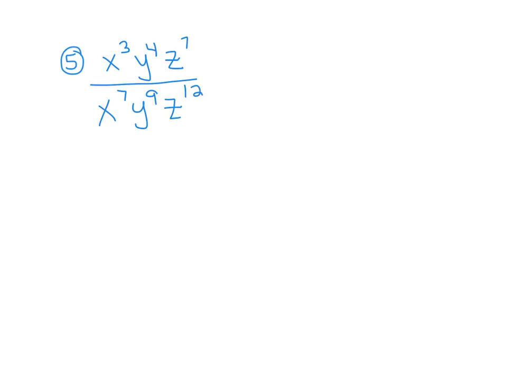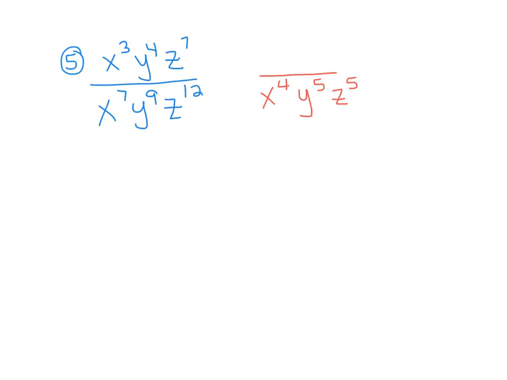Okay, so here's what you should have. You looked at your x's. 3 on top, 7 on the bottom. So you would have x to the 4th on the bottom. Look at your y's. 4 on top, 9 on the bottom, 5 extra on the bottom. Look at your z's. 7 versus 12, z to the 5th.